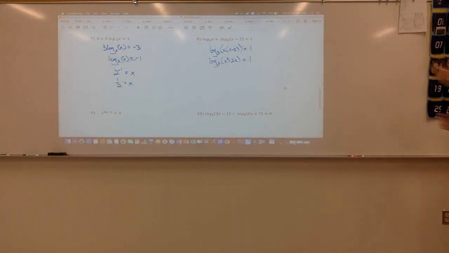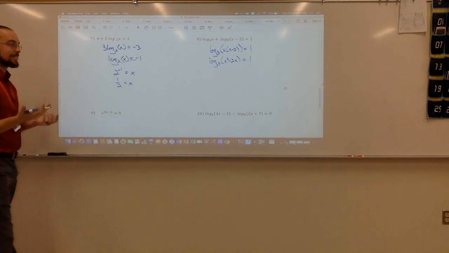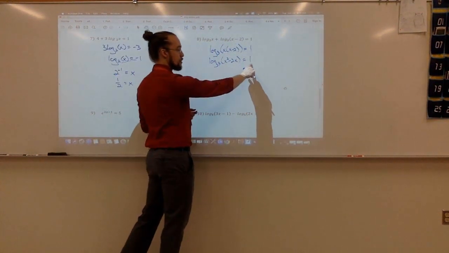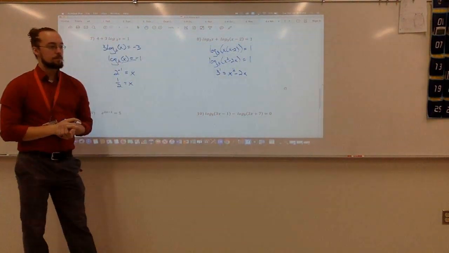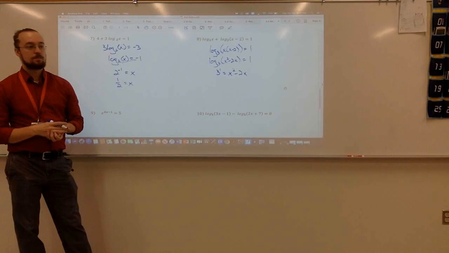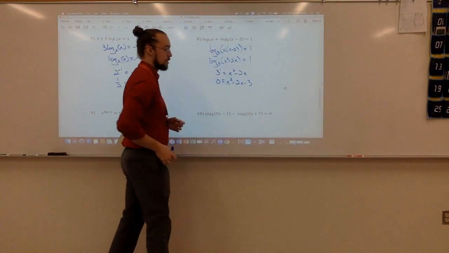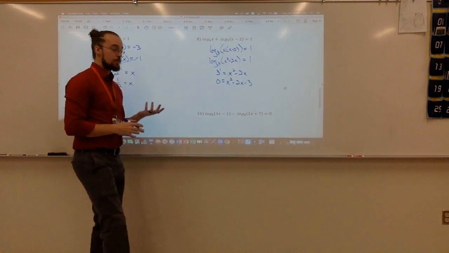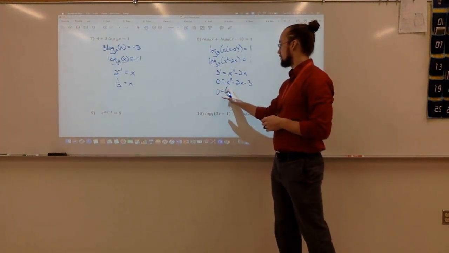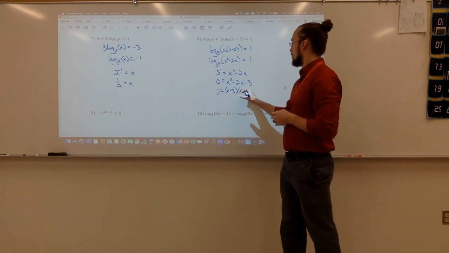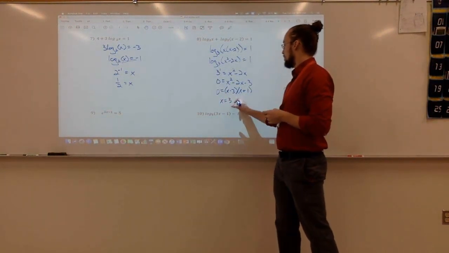Now, once I have one log equal to a number, I'm going to do the same thing I did over here. I'm going to lazy 7. So I'm going to say 3 to the 1st power equals x squared minus 2x. How do I solve this? Get everything on one side, subtract 3, and then factor. So two numbers that multiply to -3 that add to -2: -3, +1. So we would end up with x equals 3 and x equals -1.